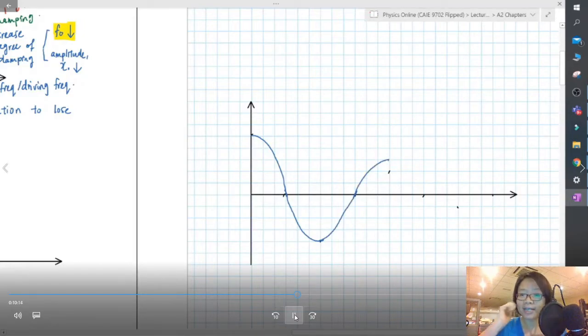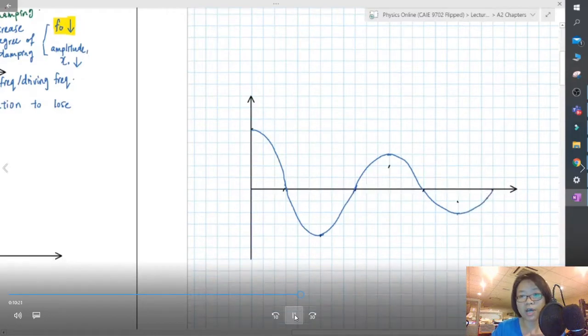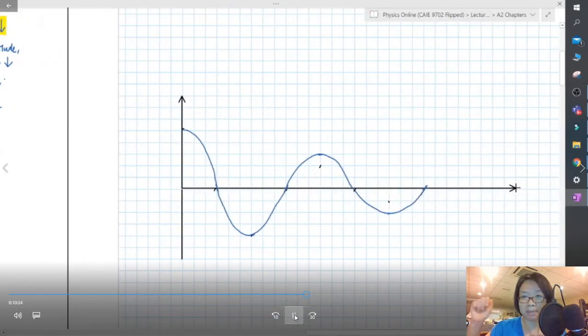For light damping, which is what I'm drawing now, you can see I'm trying to sketch out a nice sinusoidal curve with a gradually decreasing amplitude. This is what we call light damping. You can still determine the oscillation. There is still a fixed period. However, the amplitude is decreasing bit by bit. So this is what we call light damping.